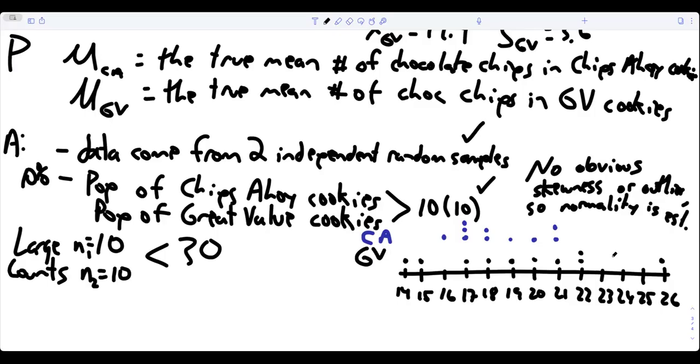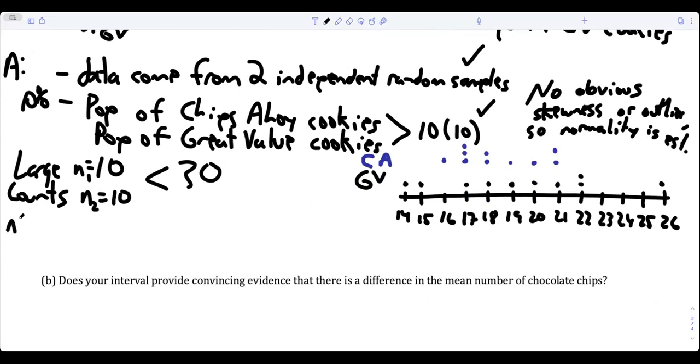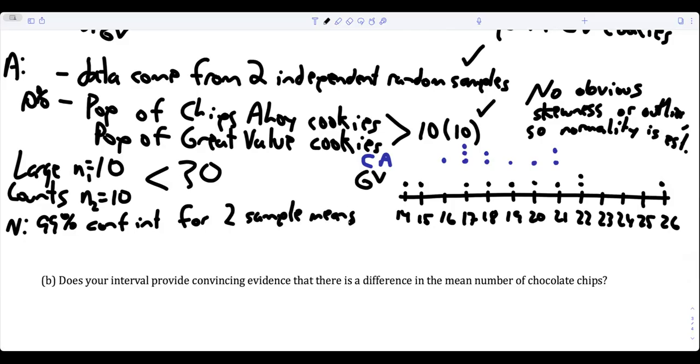All right, so this is a 99% confidence interval for two sample means. This is a T interval. All right, can we do the formula without looking? What's the center of the interval? X bar 1 minus X bar 2.